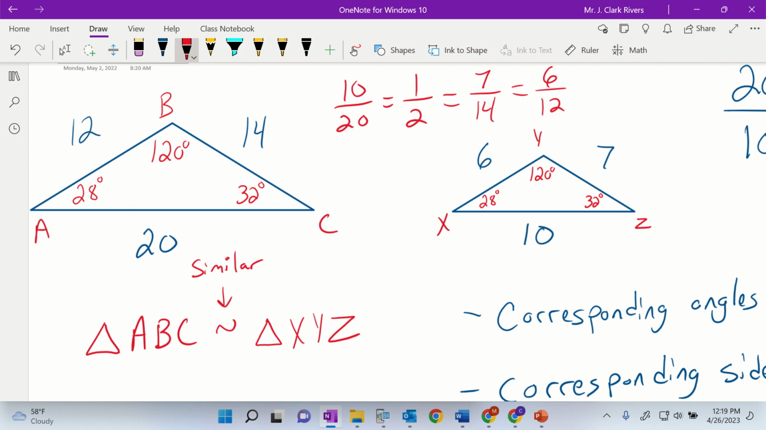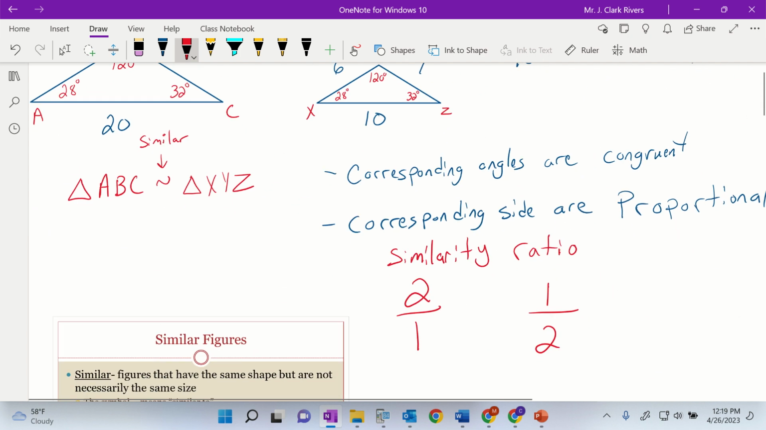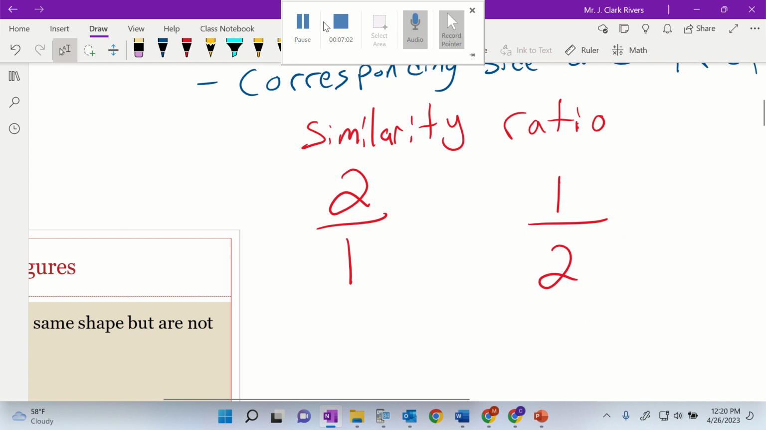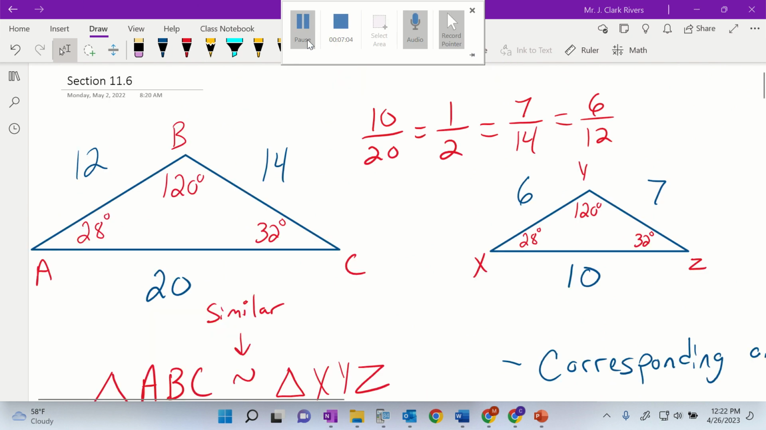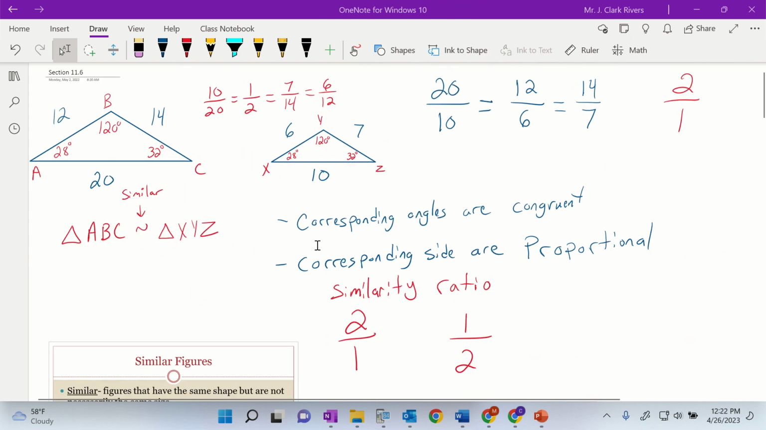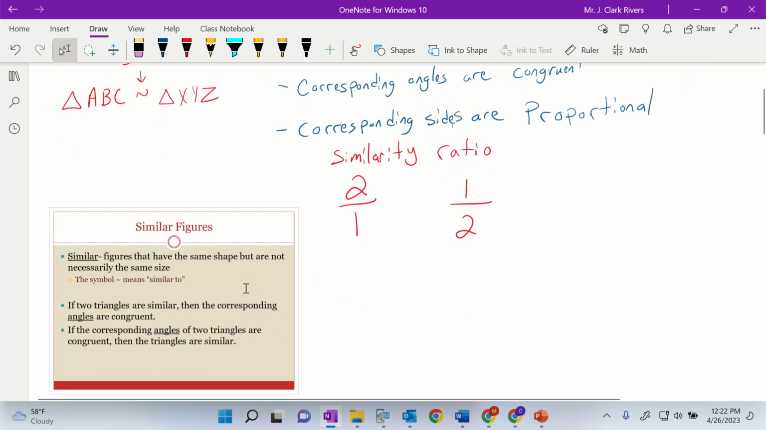So if I gave you this problem and I told you these two figures were similar, and I asked you for the similarity ratio, there are two acceptable answers. Either one is okay. One is not more correct than the other. 2 to 1 or 1 to 2. Does that make sense? As you open up 11.6 under your class notes, there's a big blank space. That's where I wrote all this stuff here. Just to recap, corresponding angles are congruent in similar figures, and corresponding sides are proportional. In the previous problem, we said we had a similarity ratio of 2 to 1 or 1 to 2.